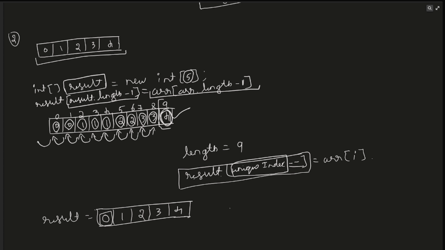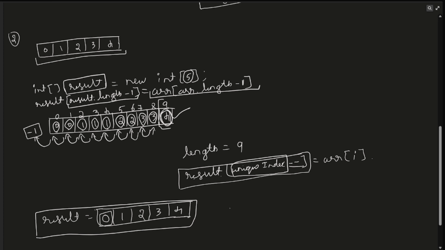Now loop variable gets decremented to -1. But the condition will check whether -1 is greater than or equal to 0. That condition will become false. So for loop ends there. After ending the for loop, we'll be returning the resultant array as an output. I hope the things are clear so far.